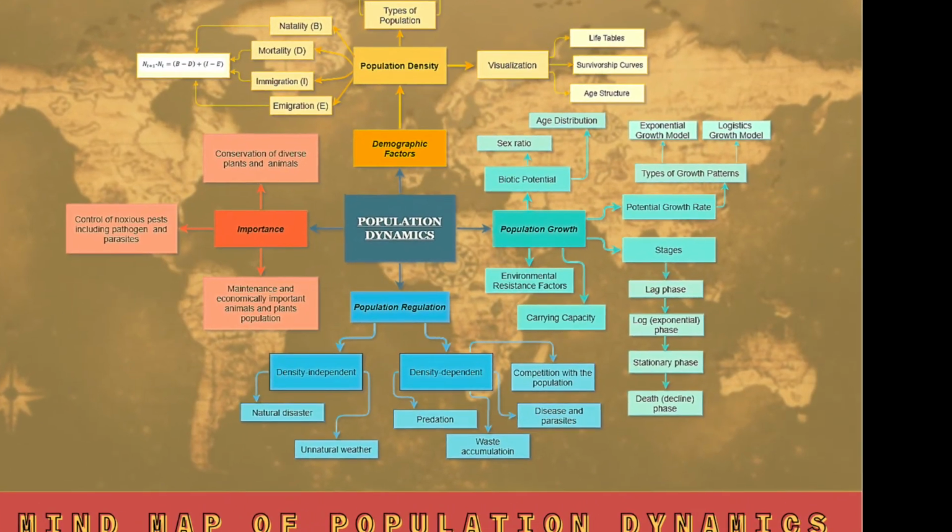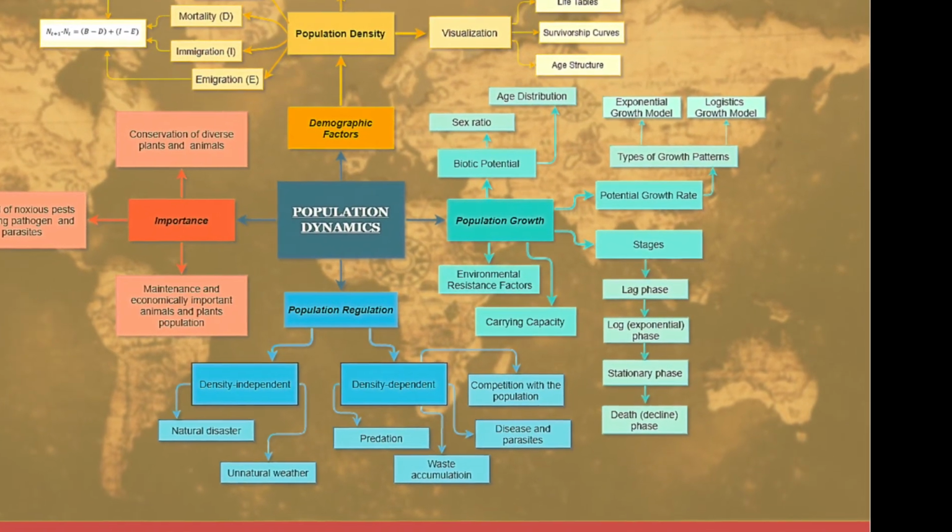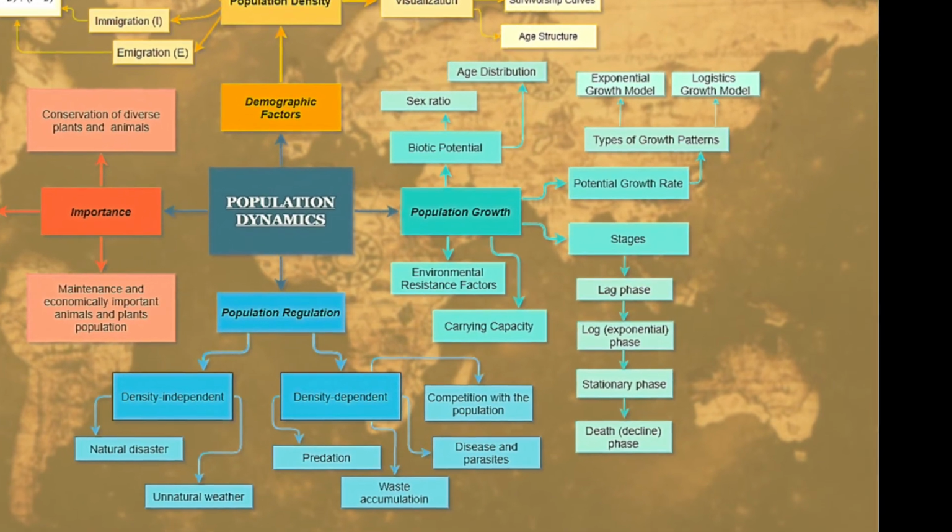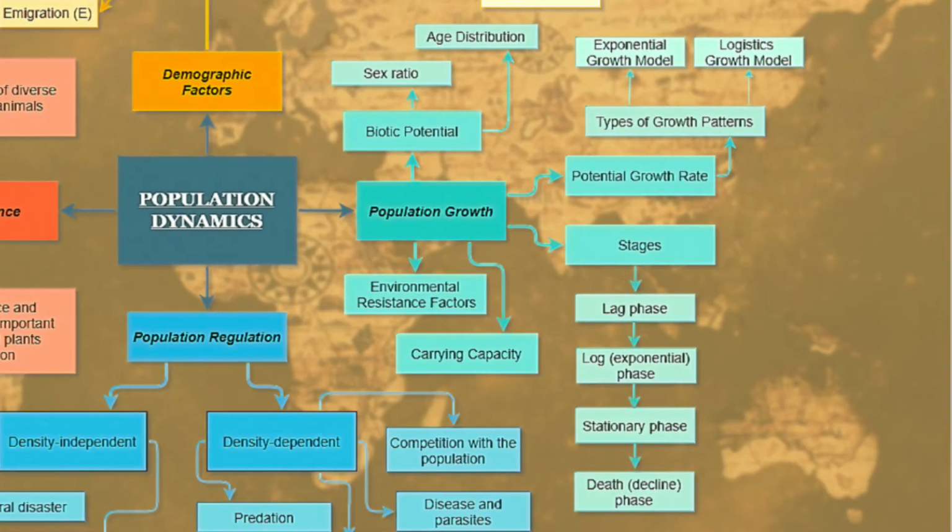Moving on to the second subtopic, which is population growth, it has five subtopics, namely biotic potential, population growth rate, stages, carrying capacity, and the environmental resistance factors. First is the biotic potential. It is the property or capacity of populations, or the maximum reproductive rate of an organism, which is influenced by sex ratio and age distribution.